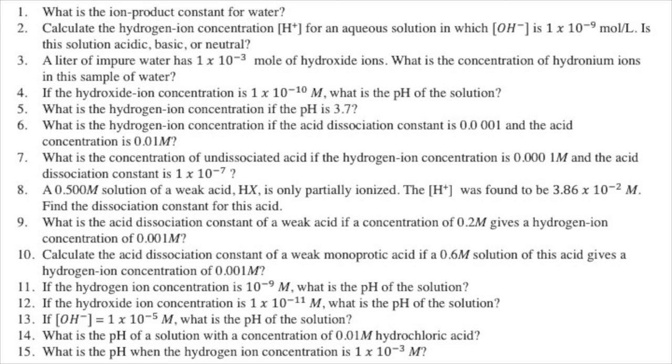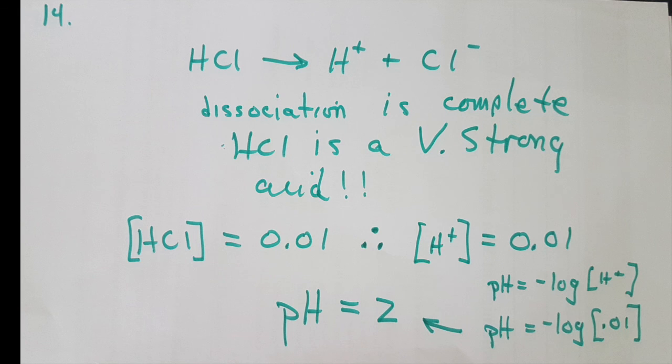Number 14, what is the pH of a solution with a concentration of 0.01 molar hydrochloric acid? A little bit of a trick question. The hydrochloric acid completely dissociates, so the H ion concentration is going to be equal to the original acid concentration, which is 0.01. So it's going to be negative log of 0.01 is going to be your pH. If you put that into your equation, you'll get a pH of 2.